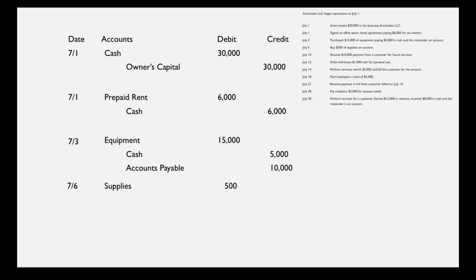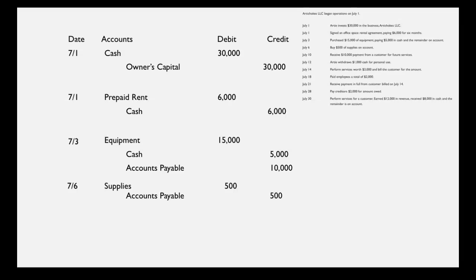Now, how did we pay for these supplies? Well, it tells us that we bought them on account. And when you buy something on account, that means that we will be paying for these supplies in the future. So it's going to affect our accounts payable.